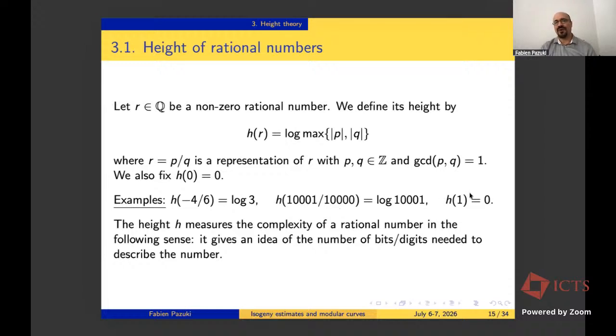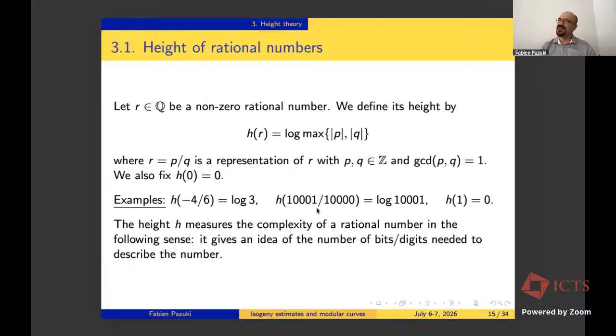But what's the height of 1? Height of 1 is 0. Yeah, height of 1 is 0. I mean, it's just 1 over 1. So log of 1 is 0. So height of 1 seems trivial. It seems that this function doesn't care about 1 at all. However, this function cares a lot about 10,001 over 10,000. Okay, so keep that in mind.